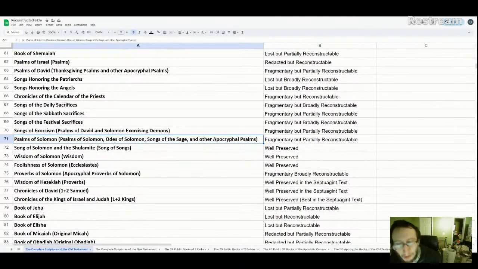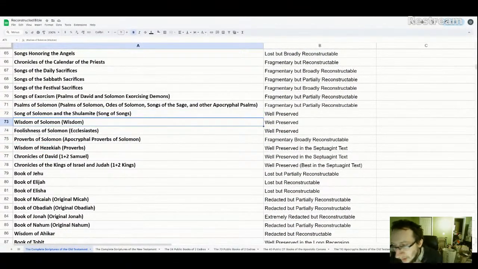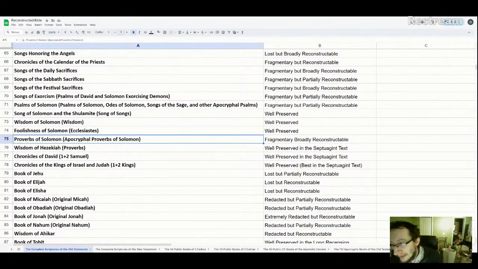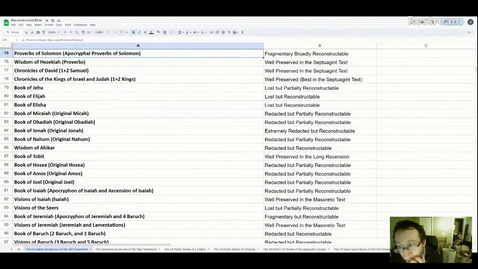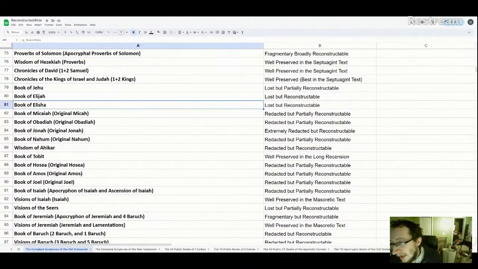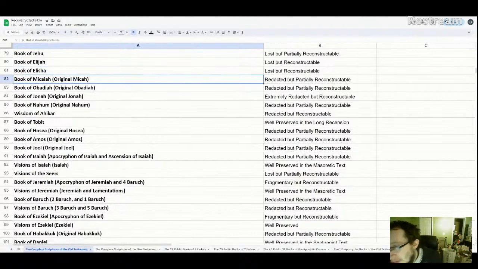So Psalms of Solomon, Odes of Solomon, Songs of the Sage, I consider Solomon. Then we have the Song of Solomon that we know of. Book of Wisdom, I call the wisdom of Solomon. Book of Ecclesiastes, I call the foolishness of Solomon. Then we got some Proverbs of Solomon. Those are extra Proverbs, not in our copies. The Book of Proverbs, I call the wisdom of Hezekiah. Then we have the Chronicles of David. So that's Samuel, Kings, extra prophet books like Jehu, Elijah, Elisha. I have this here as original, because I believe all the minor prophets had a longer book that once existed.